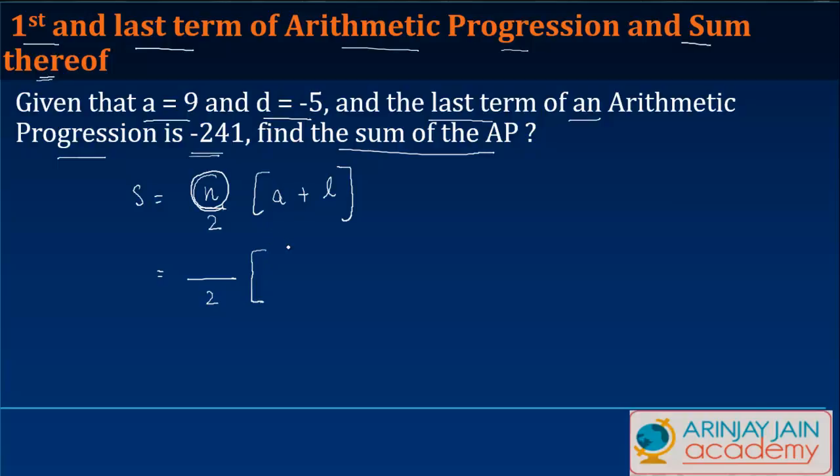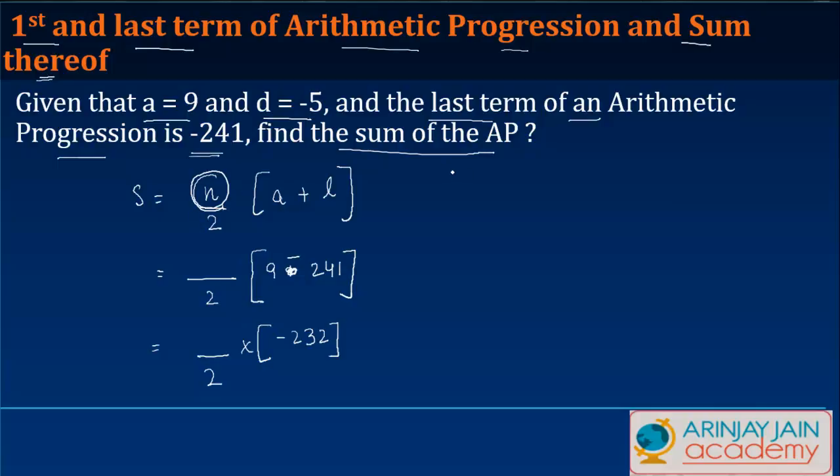A is what? It's the first term, so I will just write 9 over here. And L is what? It's the last term, which is minus 241. So instead of doing a plus, I will just write minus 241 over here, right? Or in other words, I get 2 times minus 241 and 9 will give you minus 232. But I need to find out the value of n.